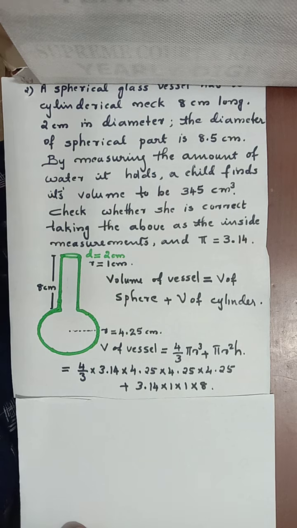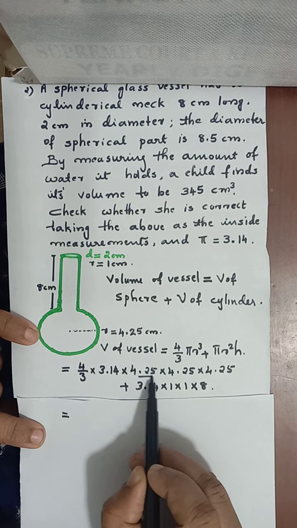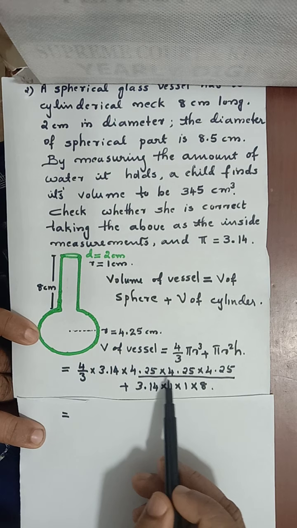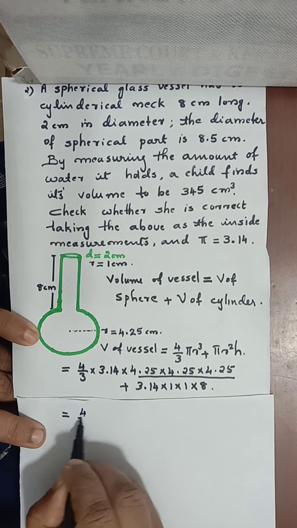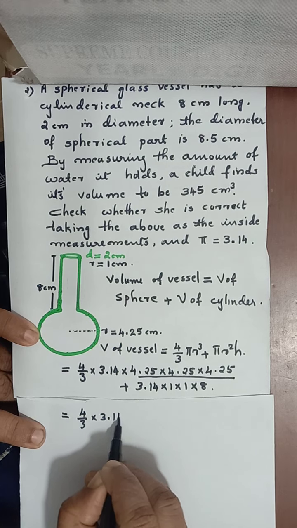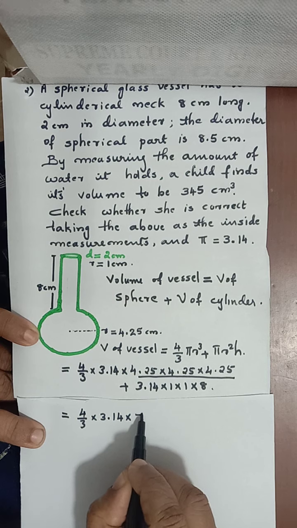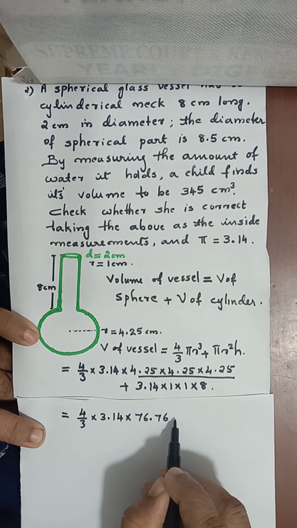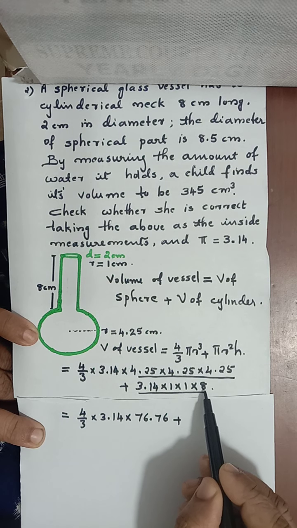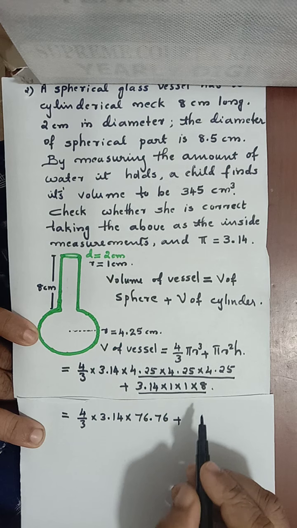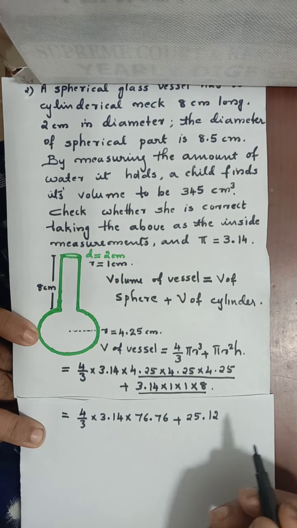See the calculation. Let us multiply these three together: 4.25 into 4.25 into 4.25. What do we get? Let us see. 4 by 3 into 3.14 into, multiply it correctly. You are going to get 76.76 plus, now we have to do this one: 3.14 into 1 into 1 into 8. 3.14 into 8 is 25.12. All of you calculate and check it.